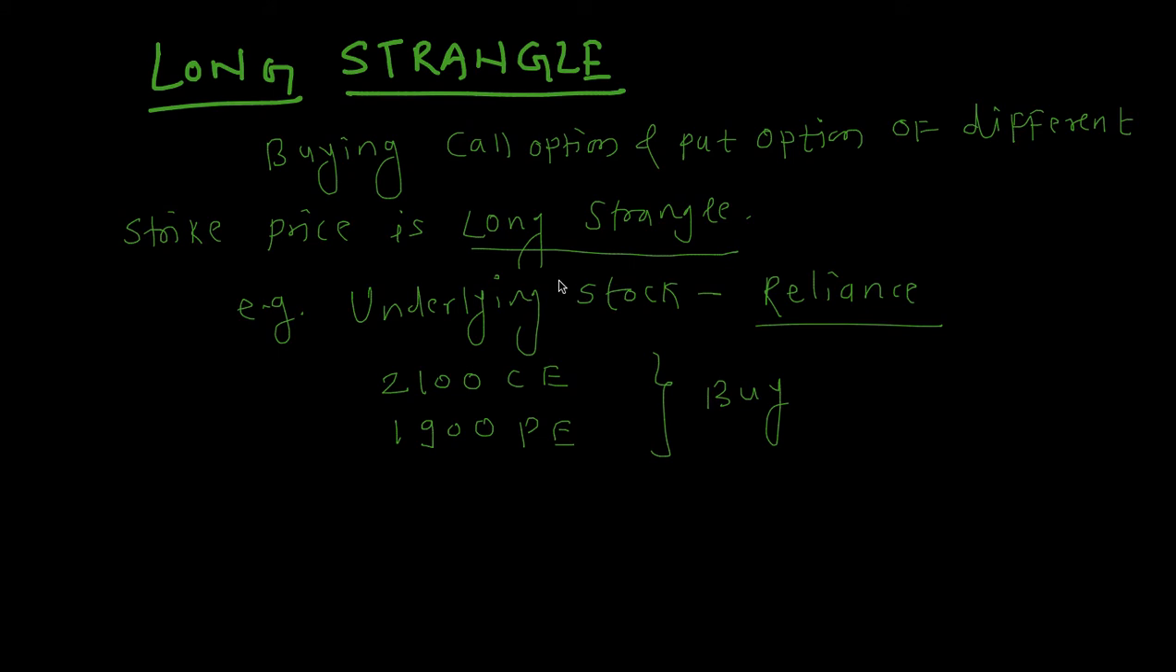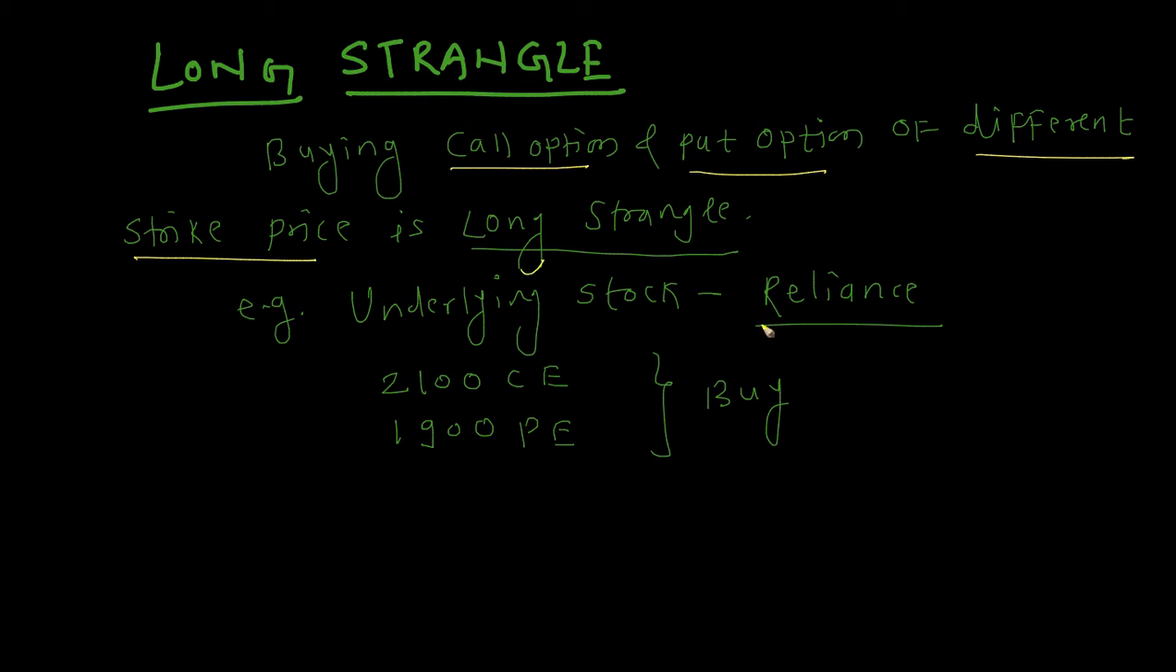In this video, we'll learn about long strangle. We already learned about a long straddle and short straddle. In the long straddle, we used to buy a call option and put option of the same strike. Here in long strangle, we will buy a call option and put option of different strikes, right? Buying a call option and put option of different strike price is called a long strangle. For example, let us consider a Reliance stock.